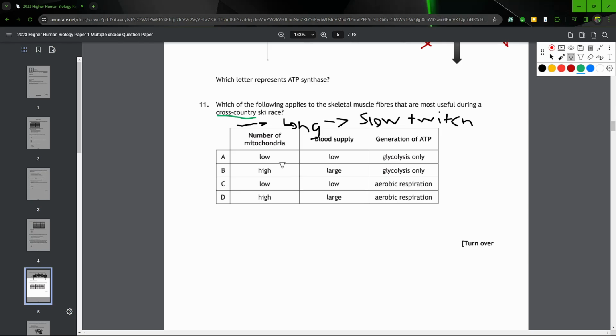So slow twitch have lots of mitochondria because they use a lot of aerobic respiration. So let's tick aerobic respiration. That's what we're going to use. Glycolysis is used in fast twitch because it's fast and easy, but you run out, right? We also have a large blood supply for slow twitch, and we have lots of mitochondria. And as you can see, there's only one box that ticks all of these boxes, and that's D. Because slow twitch have lots of mitochondria, a large blood supply, and primarily use aerobic respiration, not glycolysis.